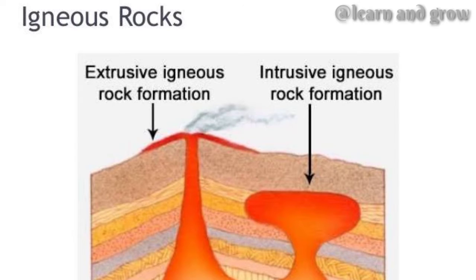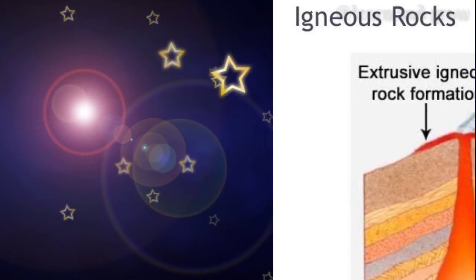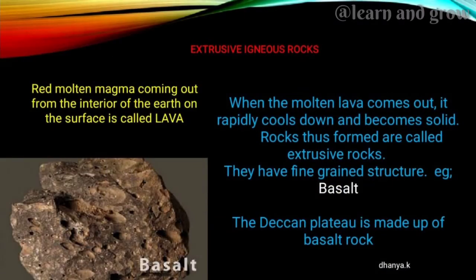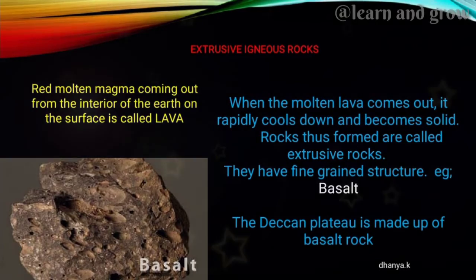They have a very fine grained structure. Example: basalt. The Deccan Plateau is made up of basalt rocks.